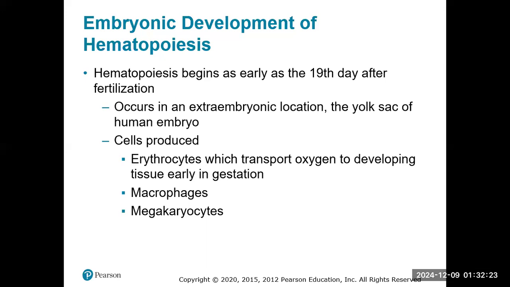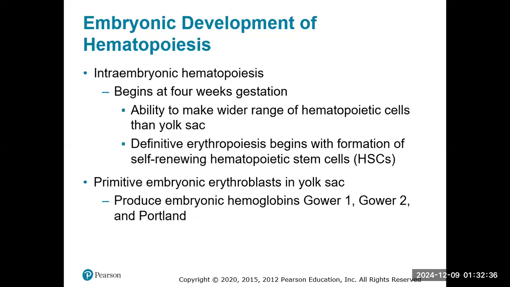And then megakaryocytes are actually precursors to platelets. That helps with clotting, so that if there's any bleeding, there are cells available to stop bleeding. Then we start moving after that 19th day up until about 4 weeks. Then we start to get more cells being produced than in the yolk sac, and we actually start getting our hematopoietic stem cells.